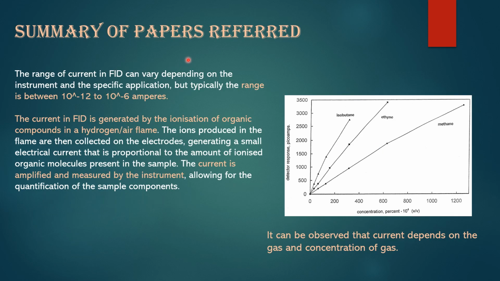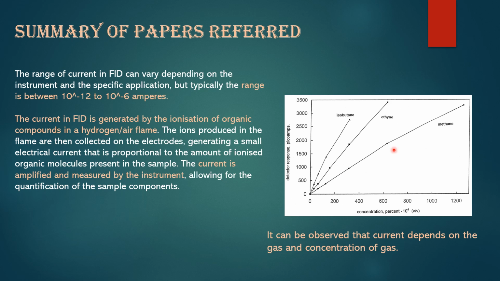We referred to some papers based on the project and the summary of them is as follows. We found that the range of the current detected by the flame ionization detector is 10 to the power minus 12 to 10 to the power minus 6 amperes, basically from picoamperes to microamperes. In FID, the process that happens is the ionization of organic compounds, and the ions produced in the flame are collected on the electrodes, like discussed in the earlier slide. What FID basically does is amplify that current.